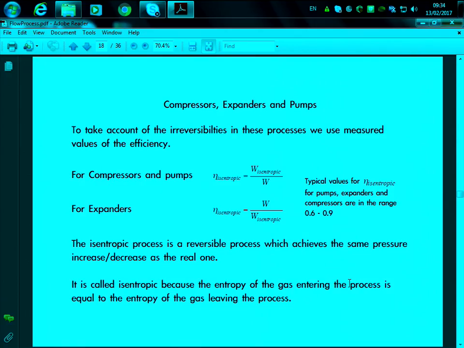Okay? So yes, this actually comes from the second law of thermodynamics. A reversible process will always have delta S equals to 0. So it's basically assuming 100% efficiency of a process. Is that fine?